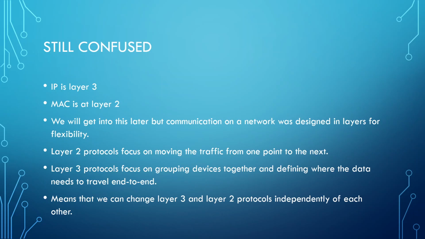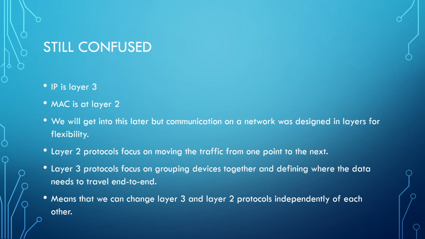So like I said, as this data we're sending travels between different networks, the MAC address is going to say, okay, now that I'm in this network, who do I need to send this traffic or this data to next to ensure it gets to its final destination?